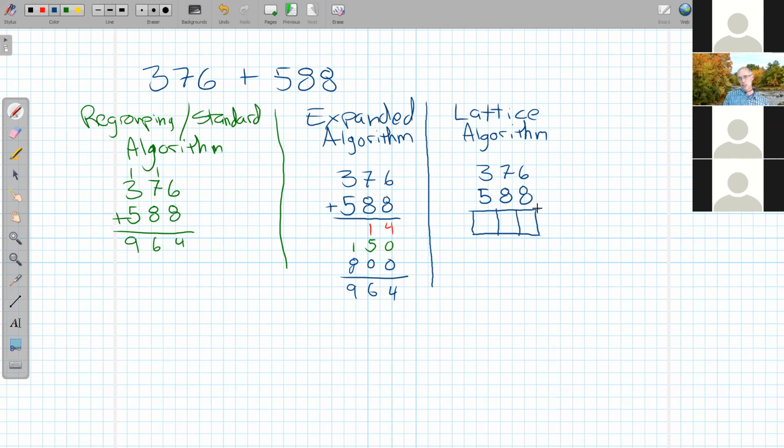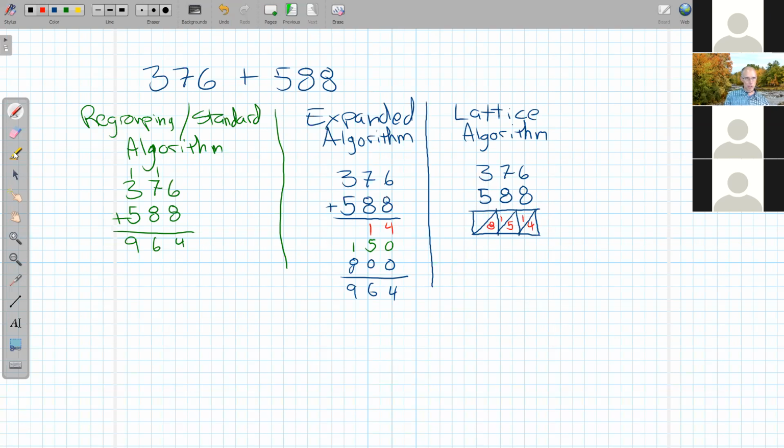And then starting in the upper right, we draw diagonals through each one. And that direction matters. So then 8 plus 6 is 14. And so the 14 gets written like that. 7 plus 8 is 15. So the 15 gets written like that. So we have our place for our 1s and our 10s. And then 3 plus 5 is 8. So the 8 just goes here.